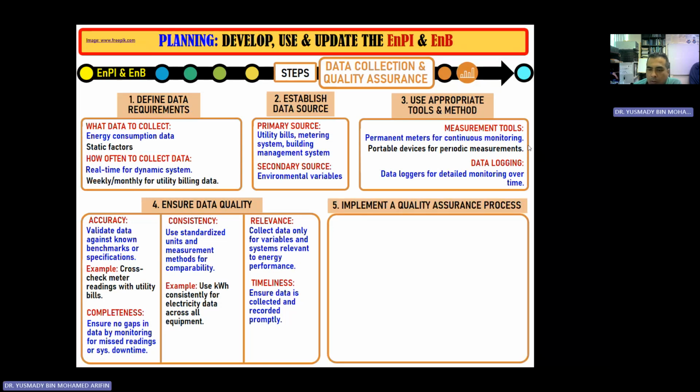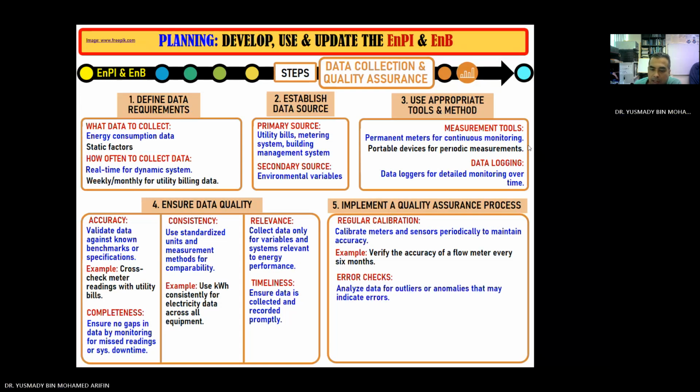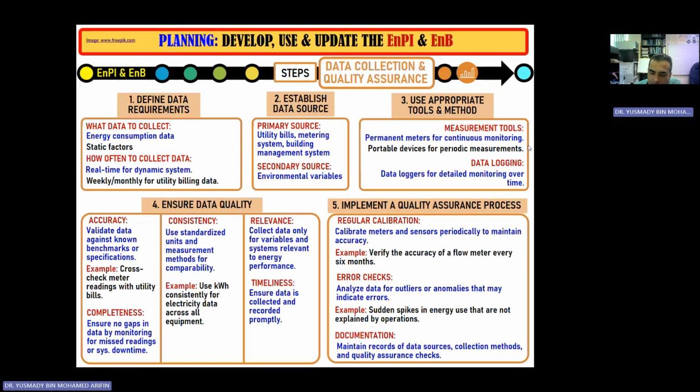Step number 5, implement quality assurance processes. Regular calibration: calibrate meters and sensors periodically to maintain accuracy. For example, verify the accuracy of a flow meter every 6 months. Error check: analyze data for outliers or anomalies that may indicate errors. Example, a sudden spike in energy use that is not explained by operations. Documentation: we need to maintain records of data sources, collection methods, and quality assurance checks. So these are the steps we need to conduct for the data collection and quality assurance.